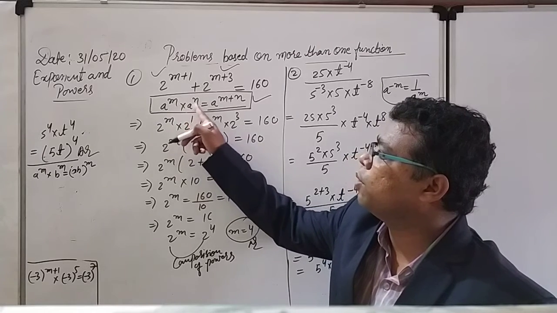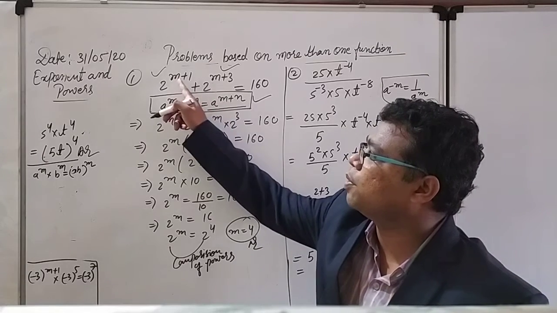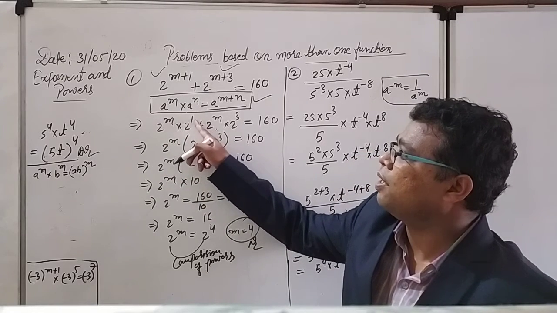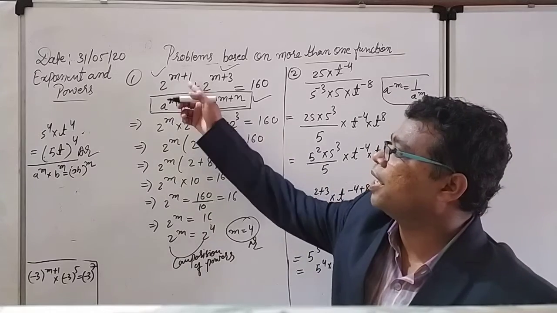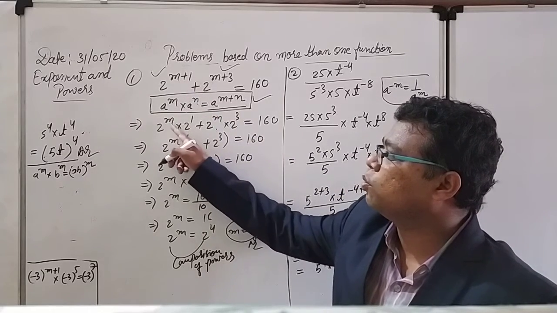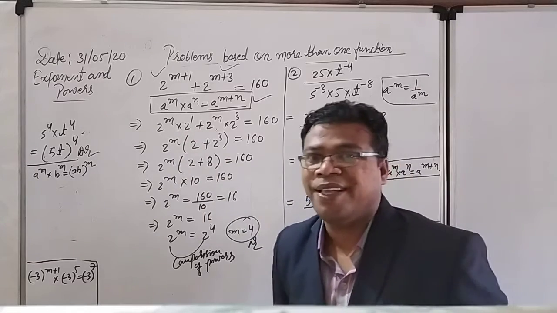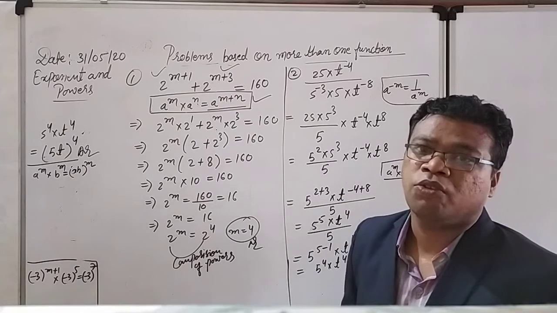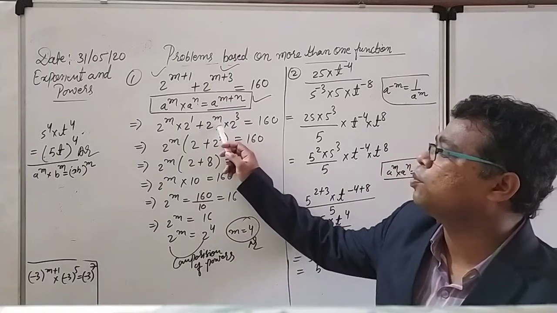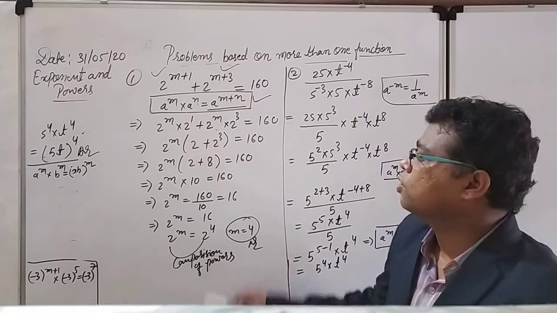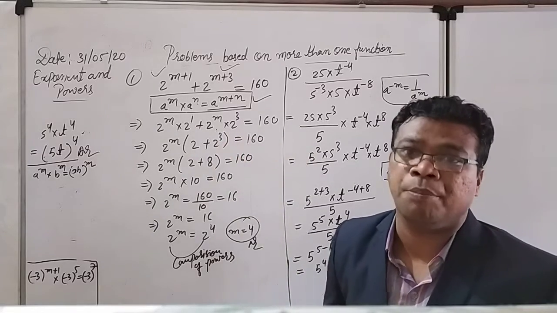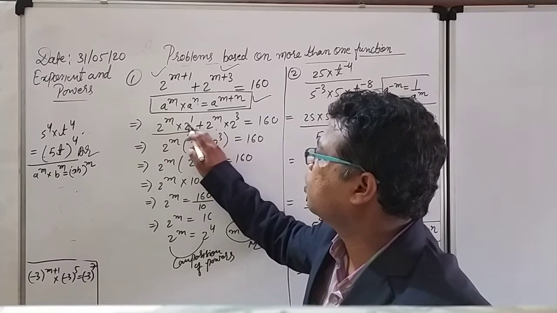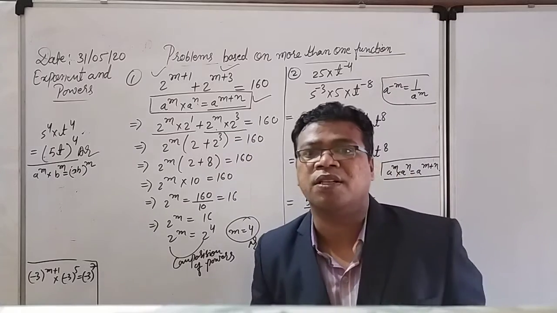So a to the power m into a to the power n. I will split this term, so I can write 2 to the power m into 2 to the power 1. Why? Because it is the addition of the exponent, so it can be split in that form. In the same fashion I split 2 to the power m plus 3: 2 to the power m into 2 cube should be equal to 160, and the plus sign will be the same. This is my first term before the plus sign, and this is my second term after the plus sign.